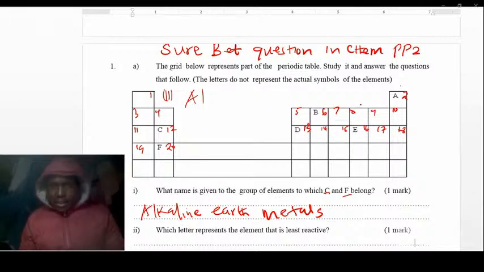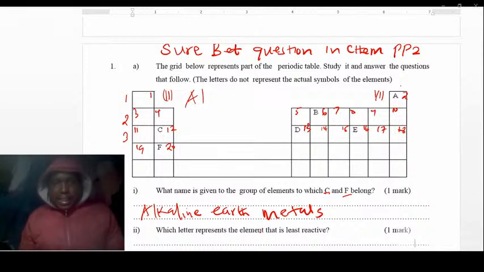Group 7 here, this is 1, 2, 3, 4, 5, 6, 7. Group 7 elements are called halogens. Those are the things you need to know in the periodic table. And then remember that this is period 1, period 2, period 3, period 4.